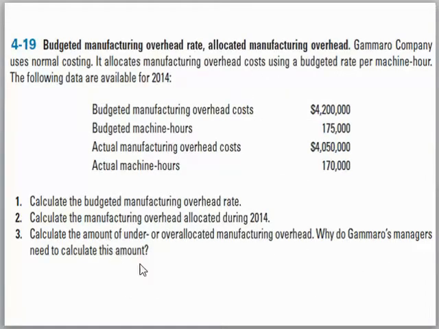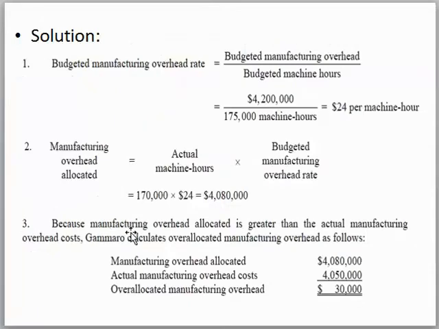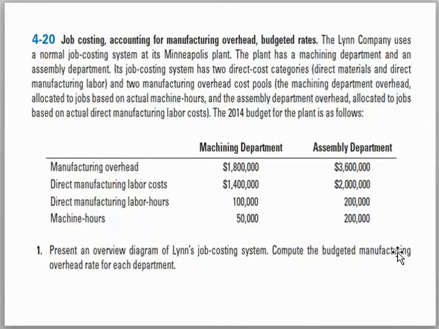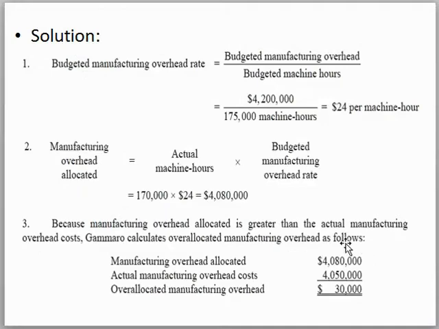Why do managers need to calculate this amount? Because manufacturing overhead allocated is greater than the actual manufacturing overhead costs. So we will get the difference and know if there is an over allocation or under allocation.